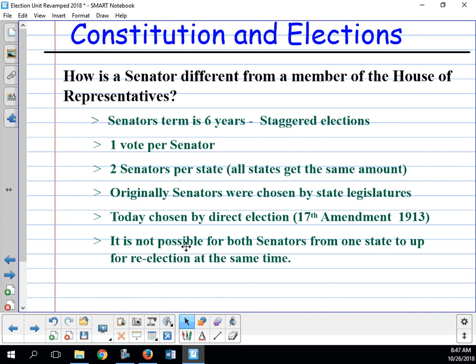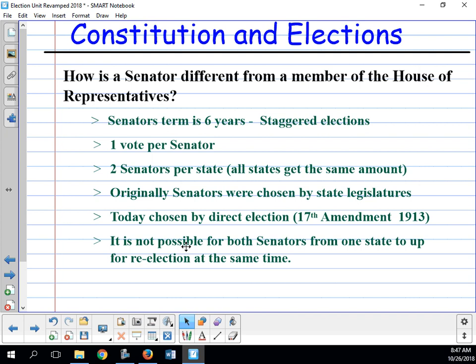So what I'm trying to say is for the state, you have basically 2 votes, 1 vote per senator. Okay, 2 senators per state, we know that. Originally, senators were chosen by the state legislators. Now we directly vote for them. Today, chosen, and we said that, and this is as a result of the 17th Amendment. Originally, the House of Representatives chose the senators. Now the people do, as of 1913.